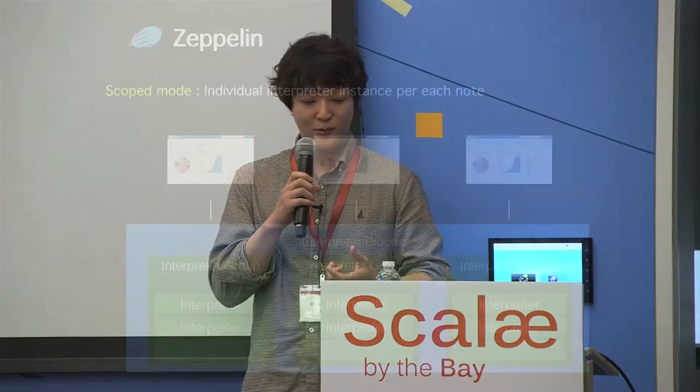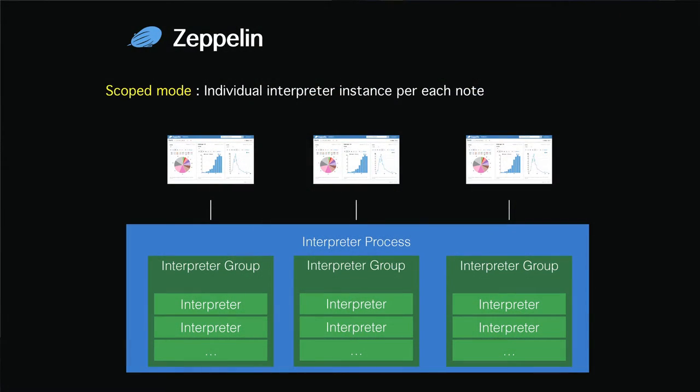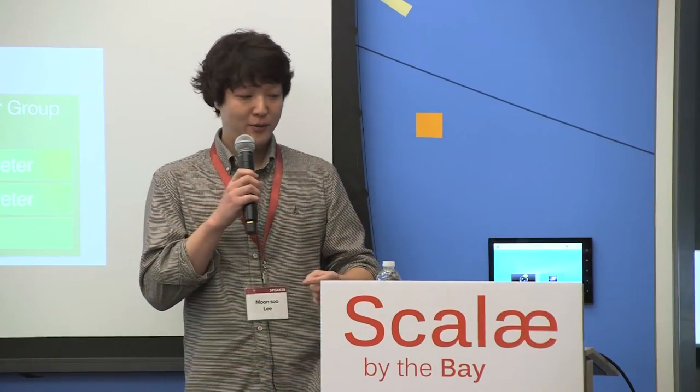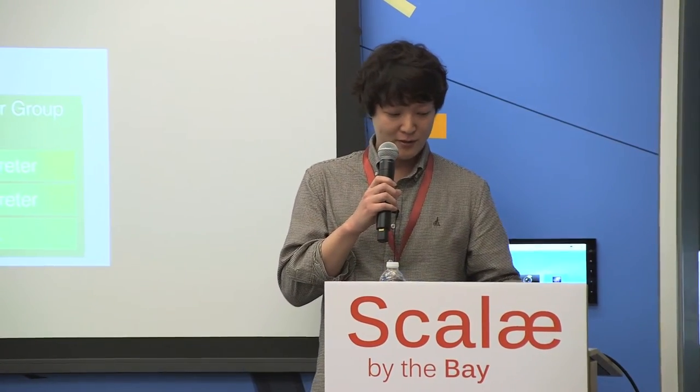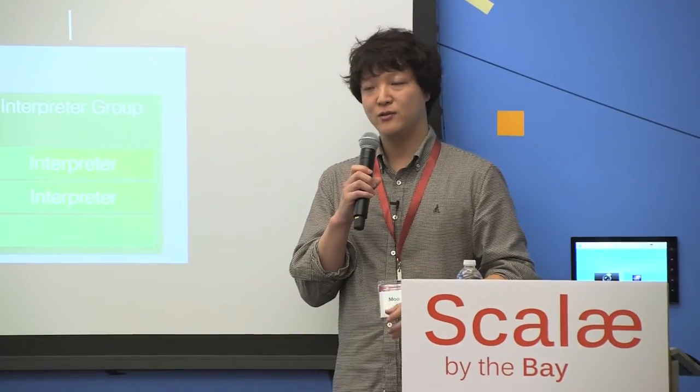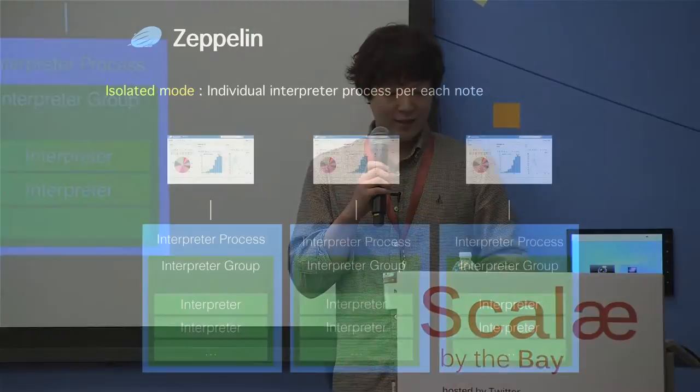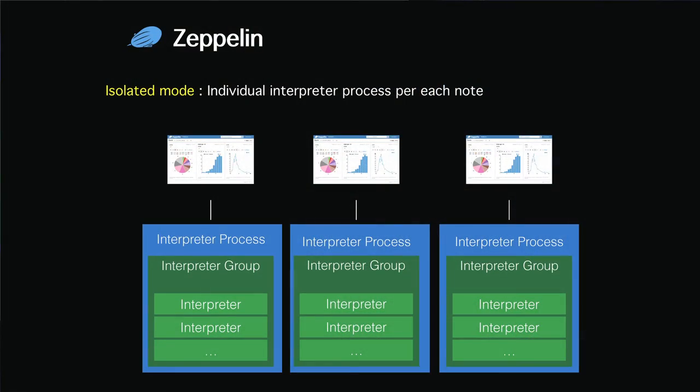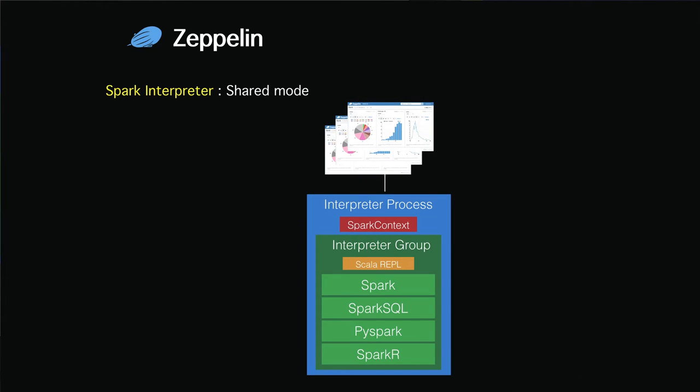And a single process and single interpreter group serves all the note two. And the second mode is a scoped mode. In this mode, still a single process, but multiple interpreter groups serve each individual note two. And the last mode is an isolated one, which creates an individual separate process per note two.